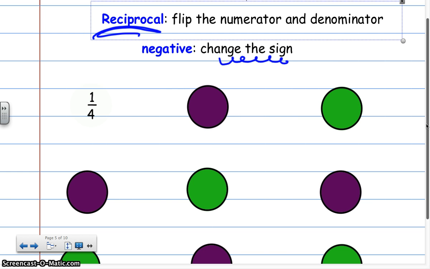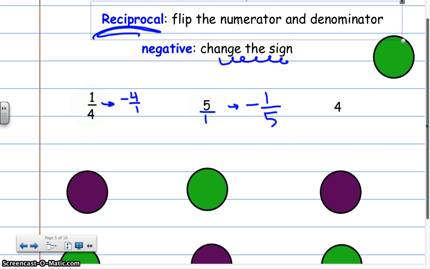Let's pretend I had a slope of 1/4. What would the perpendicular slope be? -4 over 1. Yep, the perpendicular slope would be -4 over 1. What if I had a slope of 5? -1 over 5. The perpendicular slope would be -1 over 5. Okay, what if I had the slope of 4? -1 over 4. Yes. The perpendicular slope would be -1 over 4. And we're just practicing our skills here.